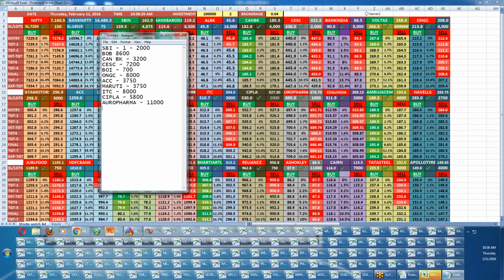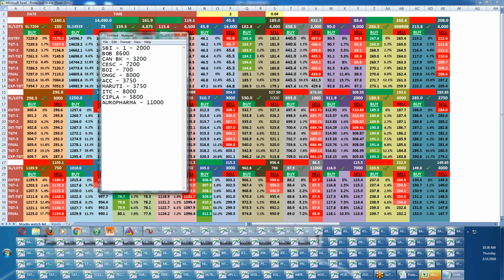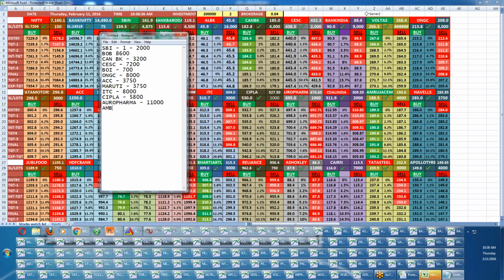You have Ambuja Cement. 2,100 is the lot size. So let's calculate the profit. 189.30 was your entry, and now it is trading at 193. That's 4.40 into 2,100. That's around 9,000 rupees.